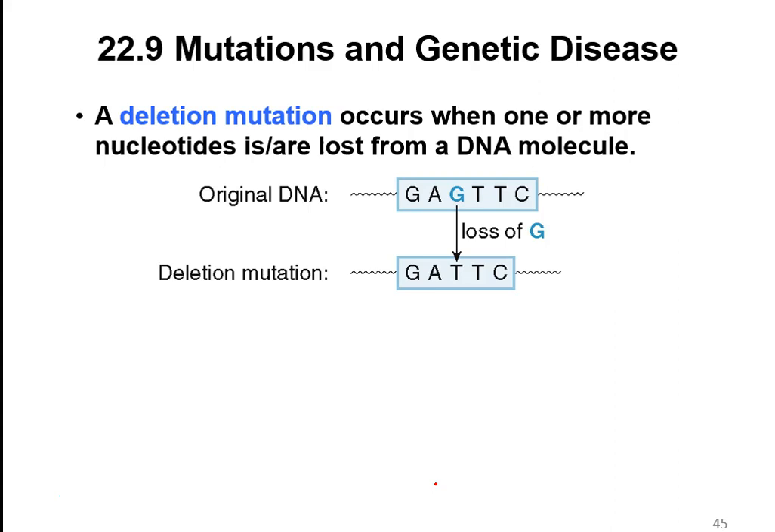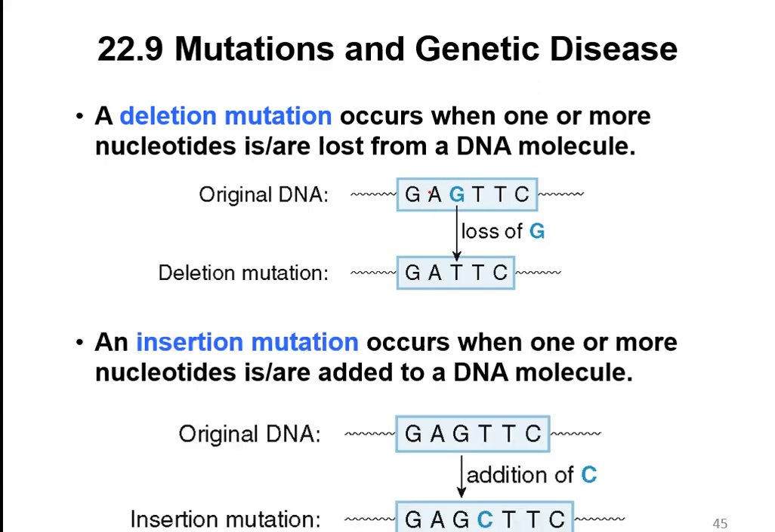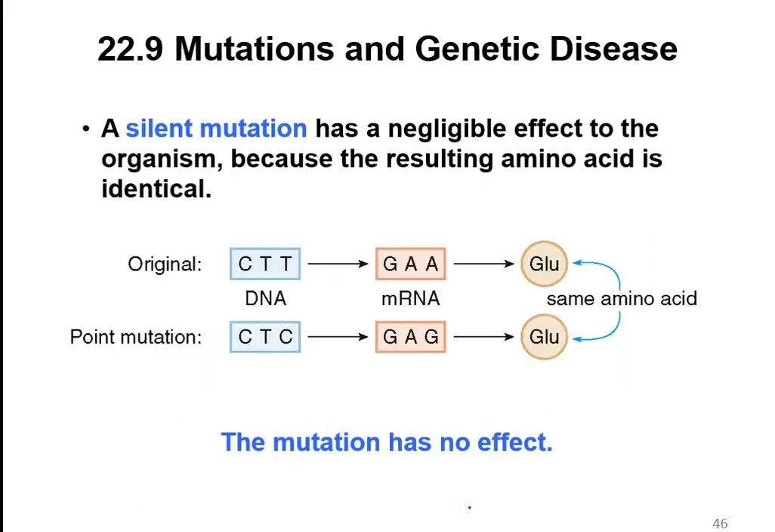One is a deletion mutation, when you actually lose one of the nucleotides in your code. So instead of having a GAG and a TTC, you actually lose that G completely, and now the A and the T are hooked all together. Another one is an insertion, which obviously is the opposite of a deletion, where a nucleotide is added. So in between the G and the T, you get a C.